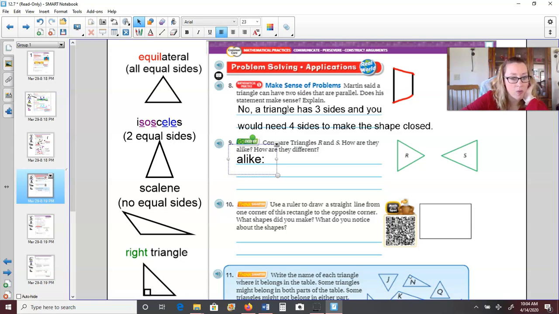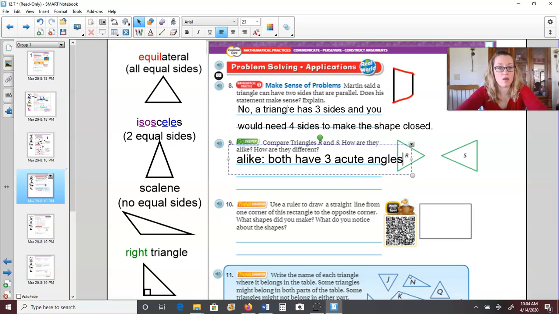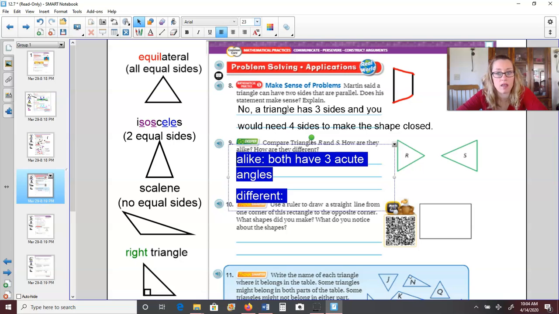Let's look at their angles. What do you notice about all of the angles within those 2 triangles? I am noticing that all of the angles are acute. So we could say both have 3 acute angles. And then how are they different? Okay, well, triangle R, as I mentioned, has all equal sides, and triangle S only has 2 equal sides.